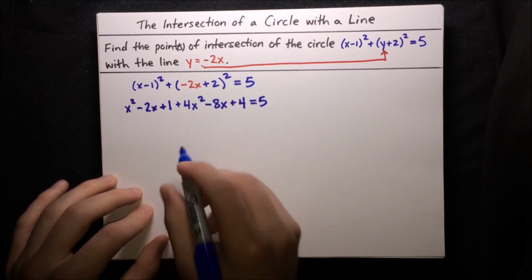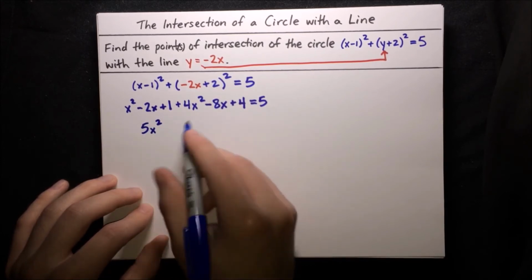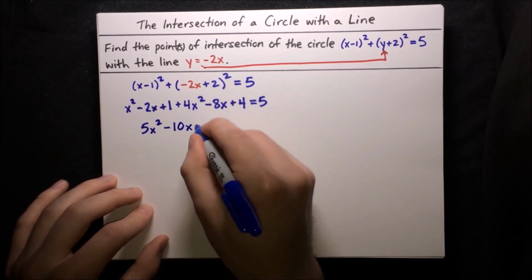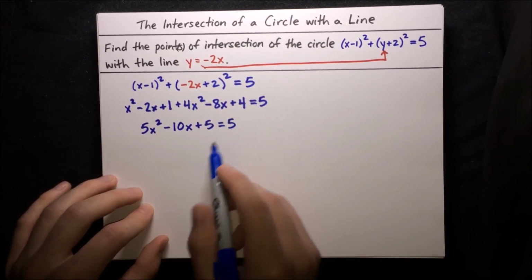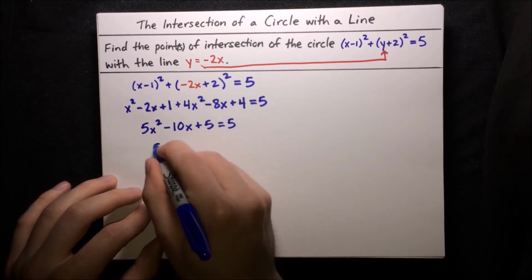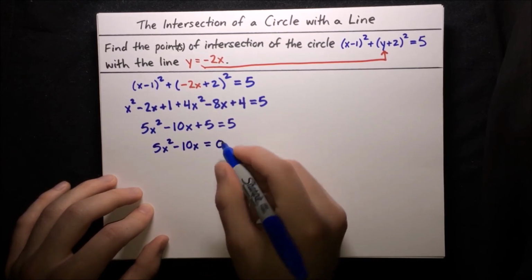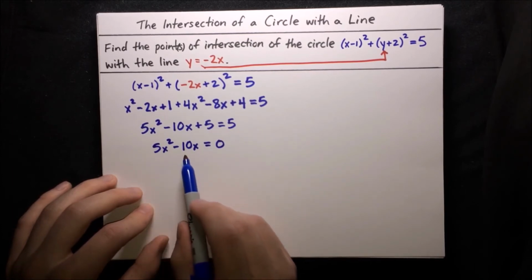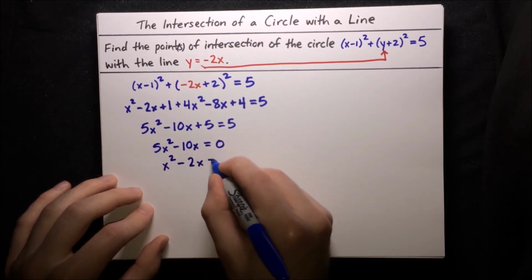x² + 4x² is 5x². And −2x − 8x makes −10x. And then 1 + 4 makes 5, and the right-hand side is still 5. Let's go ahead and subtract 5 to get that right-hand side equal to 0. So we just get 5x² − 10x = 0, because the −5 cancels with that existing 5. We notice that these coefficients 5 and −10 are divisible by 5, so let's go ahead and divide by 5 to simplify our situation. We just get x² − 2x = 0.